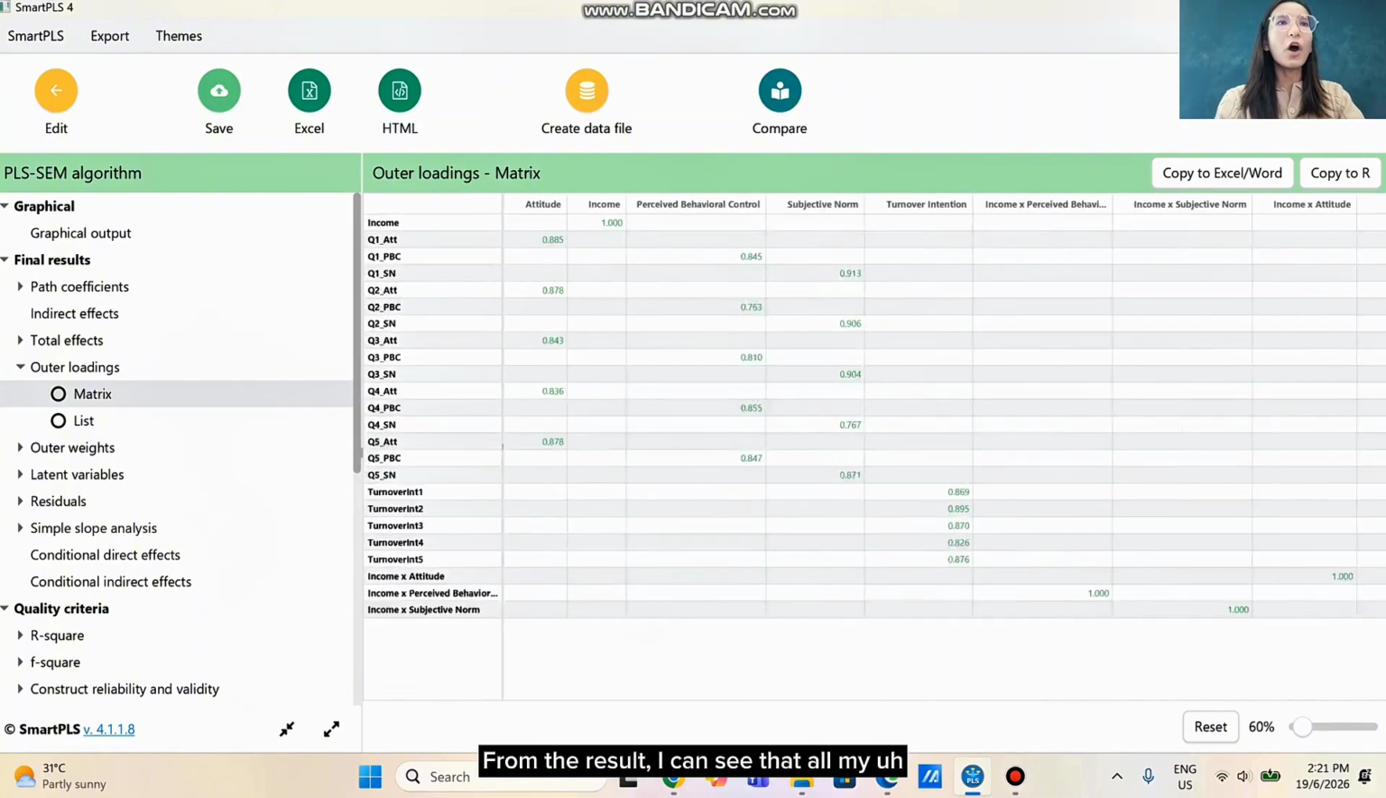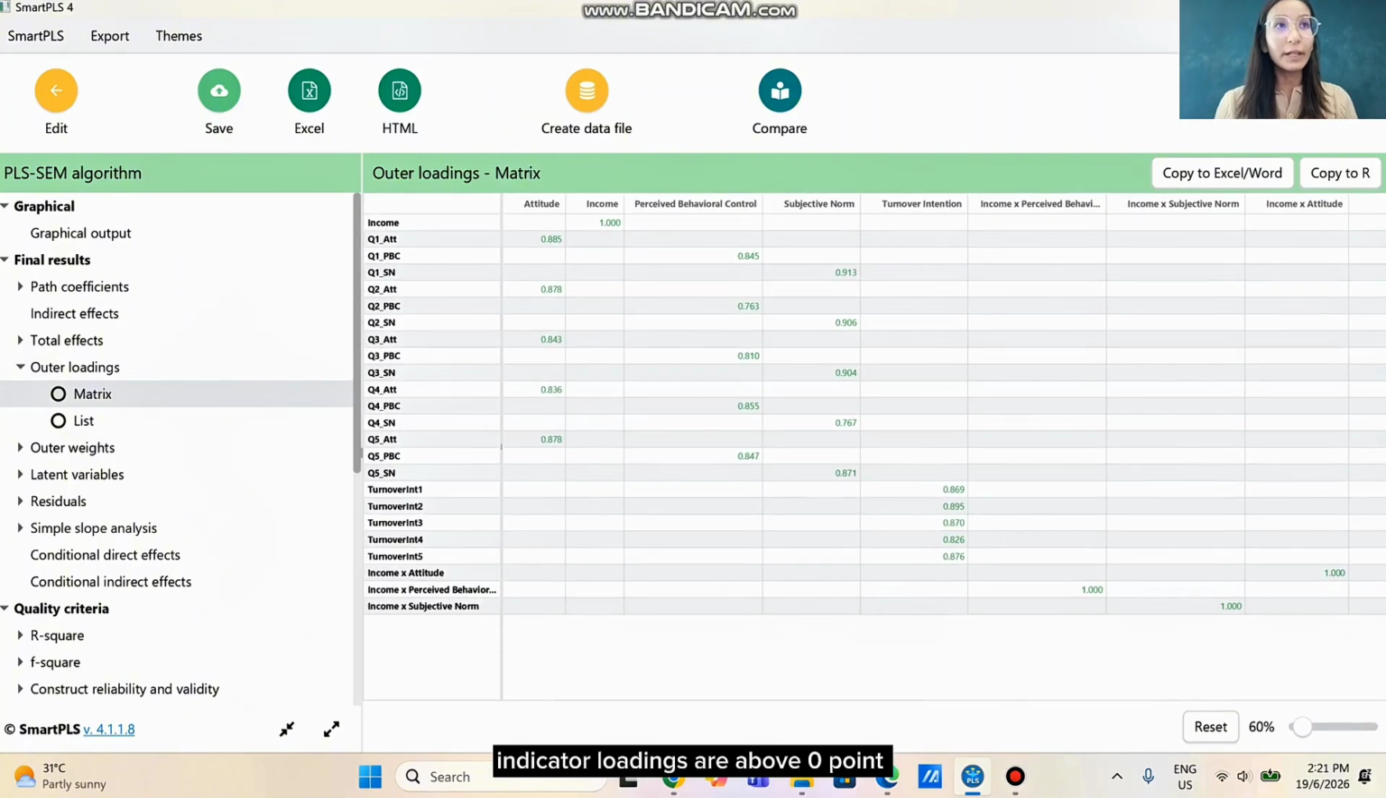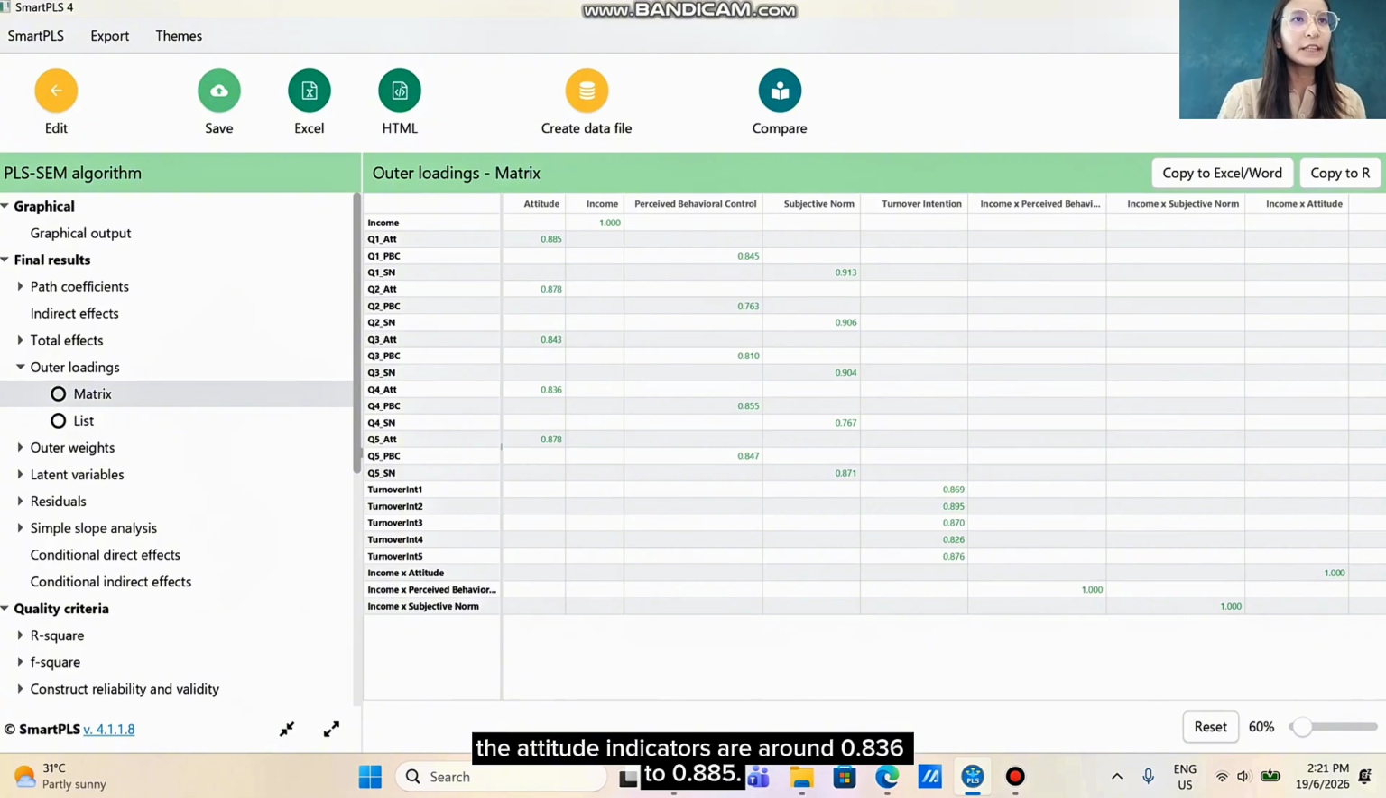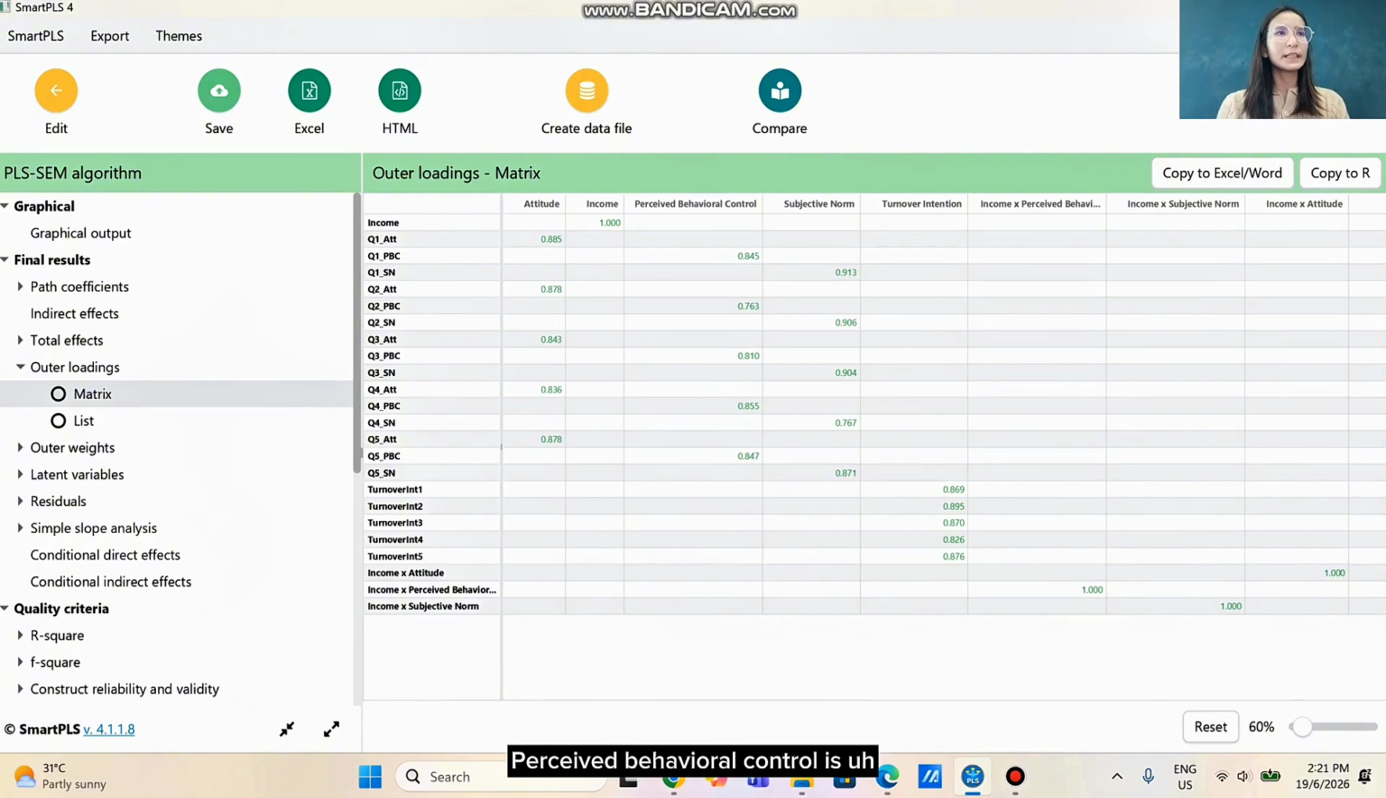From the result, I can see that all my indicator loadings are above 0.7. For example, the attitude indicators are around 0.836 to 0.885. Perceived behavioral control indicators are around 0.63 to 0.855. Subjective norm indicators are around 0.767 to 0.913, and turnover intention indicators are around 0.826 to 0.895.